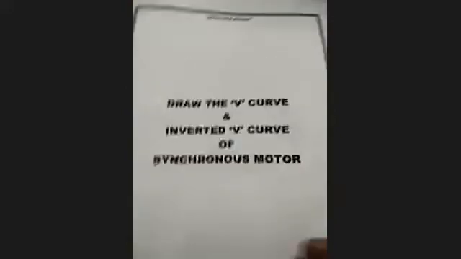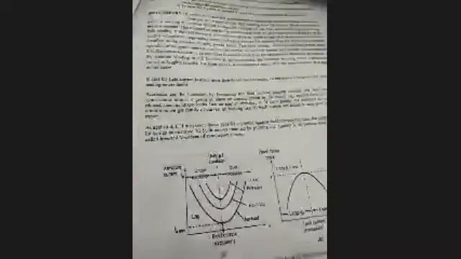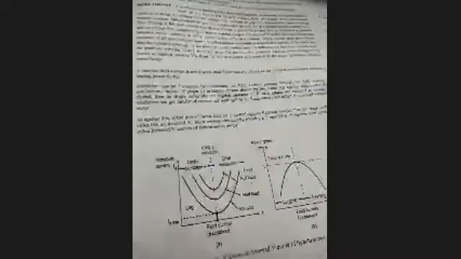Yes, sir. Okay. So very good afternoon to all of you. Today we are going to perform our next Machine Lab 2 experiment, and that is the V curve. So what is the V curve? The V curve is nothing but a relation between armature current and field current.